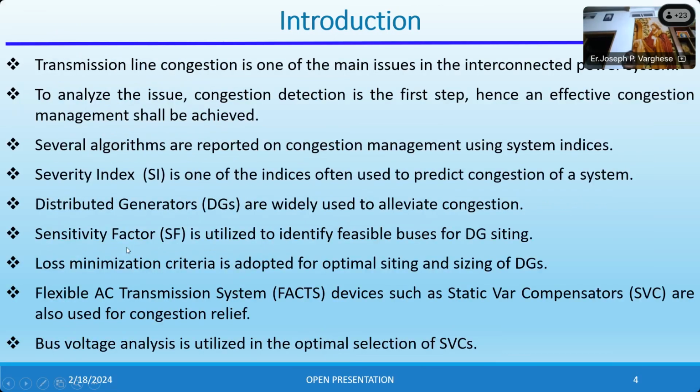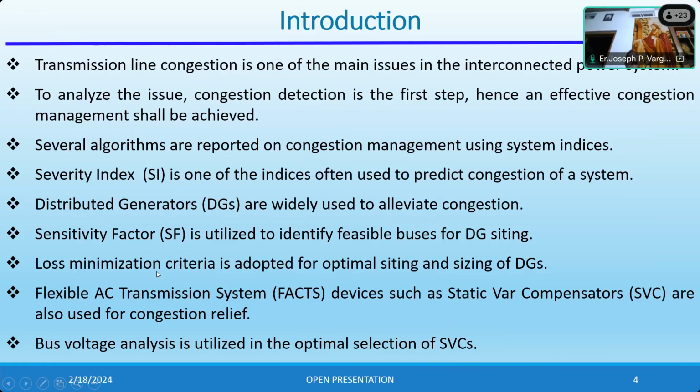We know transmission line congestion is one of the main issues in the interconnected system. The first step to analyze transmission line congestion is the detection of the congested transmission lines. Several algorithms have been reported on congestion management using system indices. Severity index is one of the indices often used to predict congestion of the system. We know distributed generators are widely used to alleviate congestion.